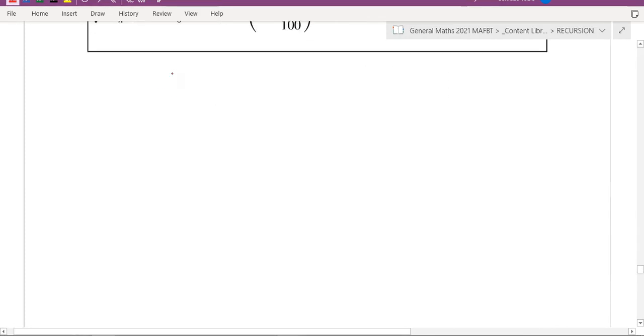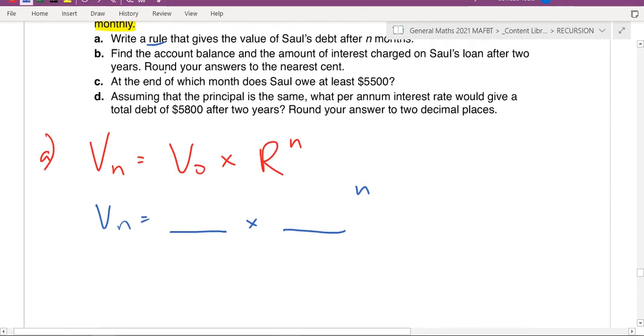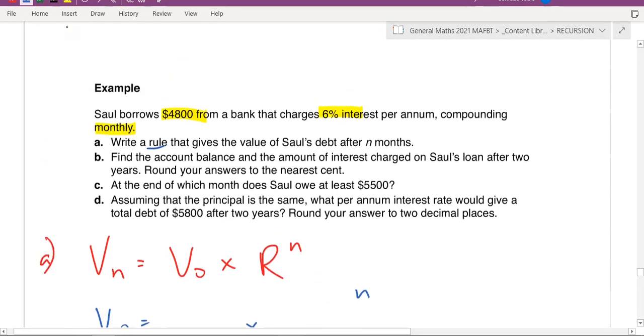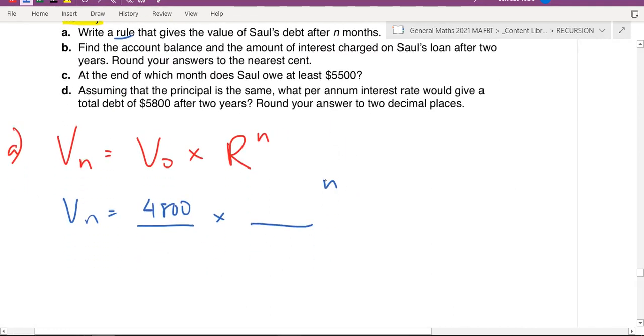Just reread it. We're going to find the nth term rule for this. So always read the question. It says write a rule. When you see the word rule, it's the nth term rule, and you just need to tell me what is Vn. So what is V0? What is the r to the power of n? We've got to figure out what those numbers are. Already I can tell V0 is 4,800, so that's easy enough. But what's the r value?